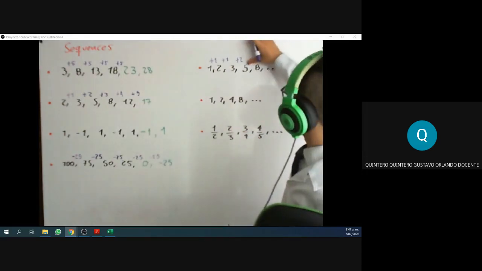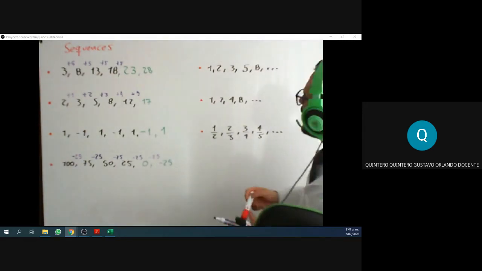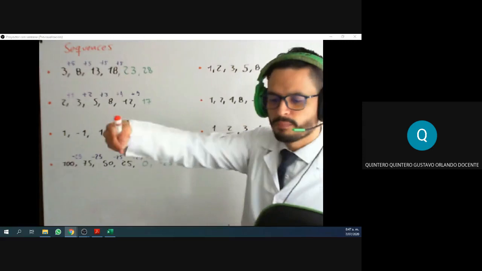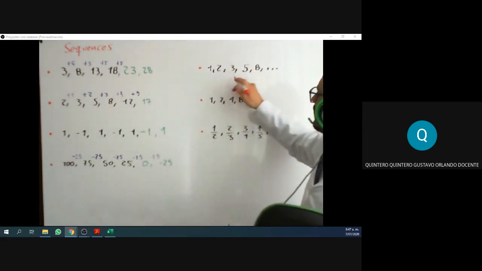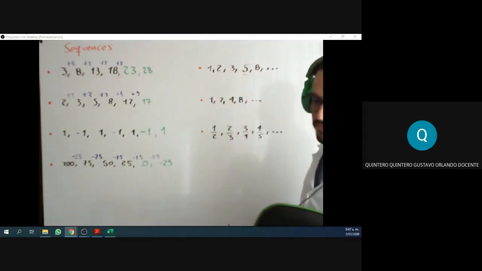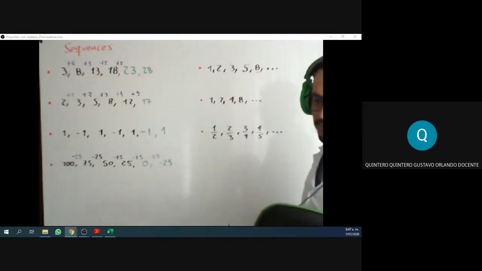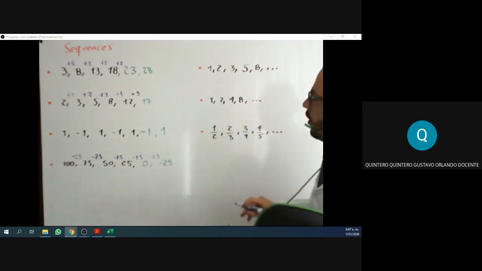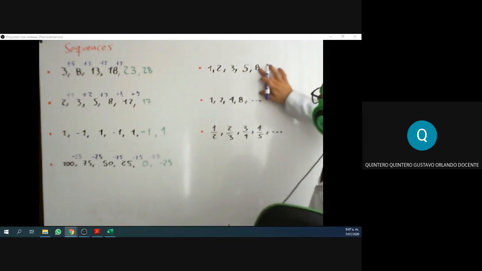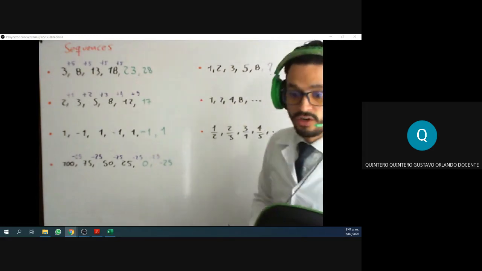Some people might say, all right, look, each number is the result of adding the 2 previous ones. So 3 is 1 plus 2. 5 is 2 plus 3. 8 is 3 plus 5. Did you see? And that is another possibility. So in this one, we don't really know which one is the one that continues. We don't know. So I'm going to do this one. Because we don't know.